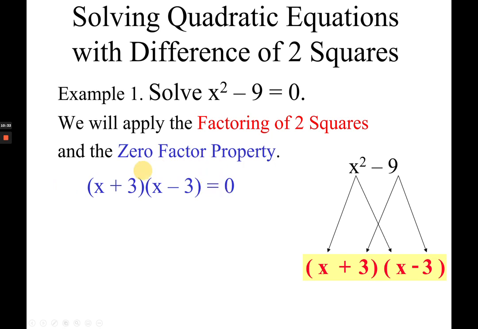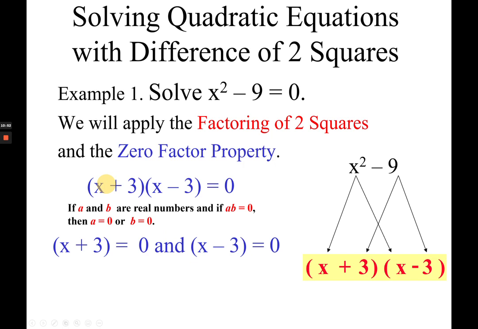If you notice, I turned it into blue because at this time we will now apply the zero factor property. The red part is the factoring part. So according to the zero factor property, to find the roots or the solution, you are going to equate a equal to 0, b equal to 0. Therefore, you just separate both factors: x plus 3 is equal to 0 and x minus 3 is equal to 0. That is the idea of the zero factor property, and then we can find the solution.